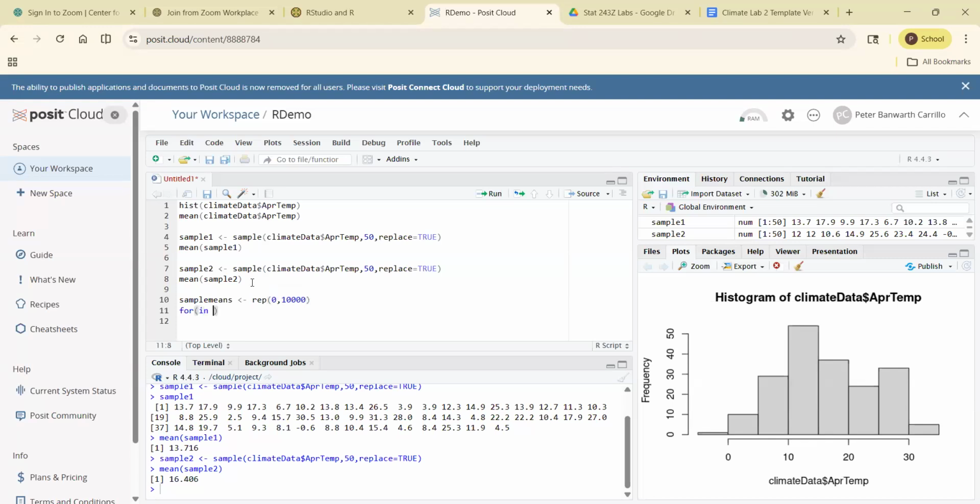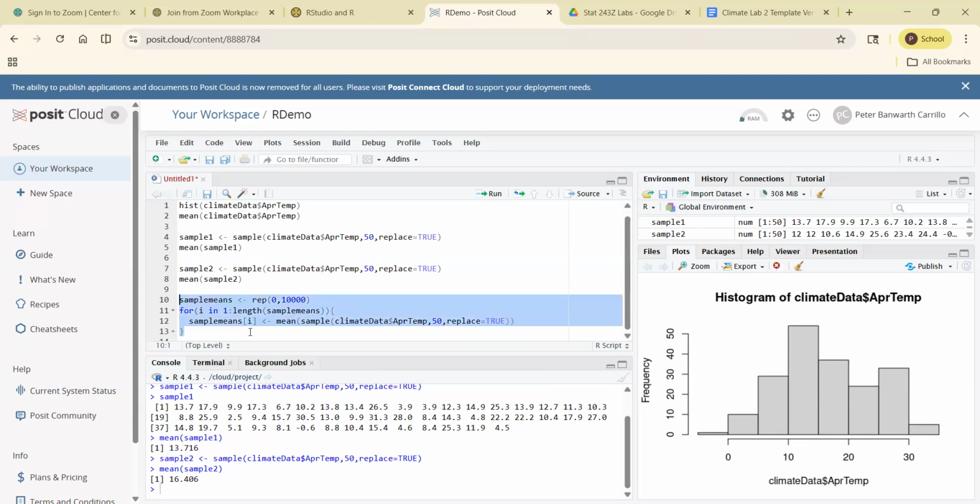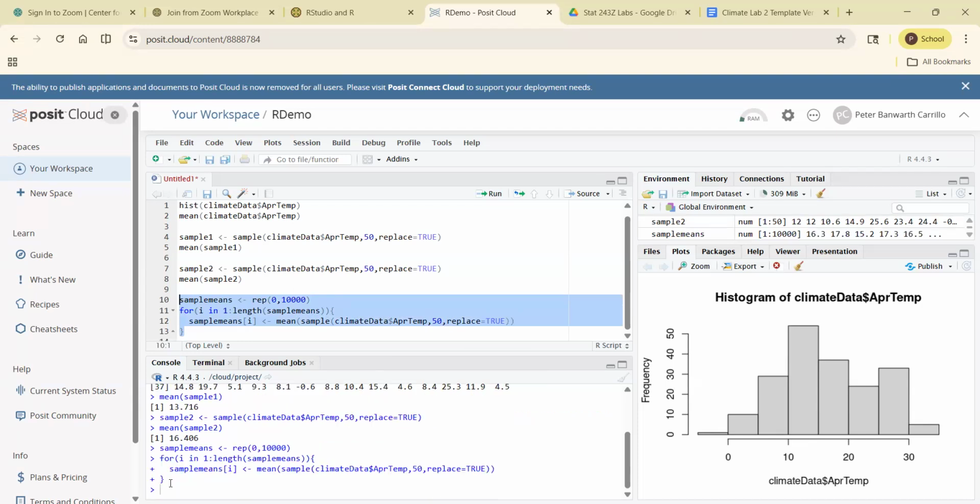What I'm doing right now is writing some code. I'm saying I'm going to have a collection of 10,000 sample means, and I'm going to populate it with the mean of each of those samples. I'm showing you writing out the code rather than just having it pre-populated mostly because if I make a mistake, you'll see that no matter who you are, you make mistakes when you write code. Let's see. Okay, it seems like it ran.